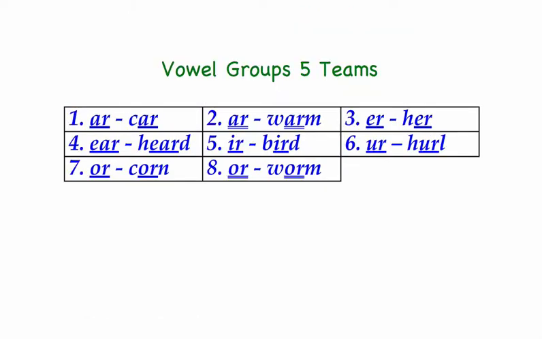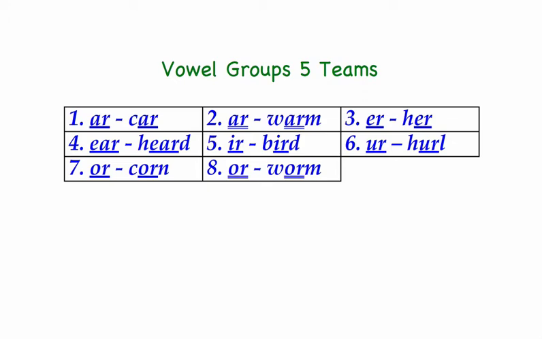Let's look at the vowel group 5 teams we've learned thus far. AR represents the sound R in car, but it also represents a second sound or, as in the word warm. When AR is preceded by the sound W, it will oftentimes represent its second sound, in which case we double underline AR.